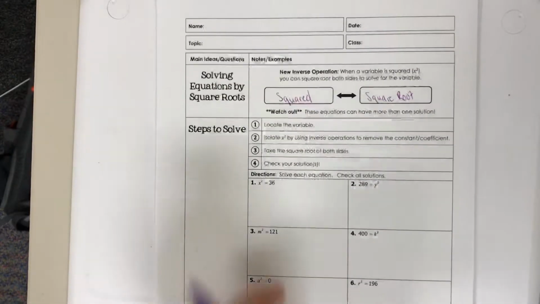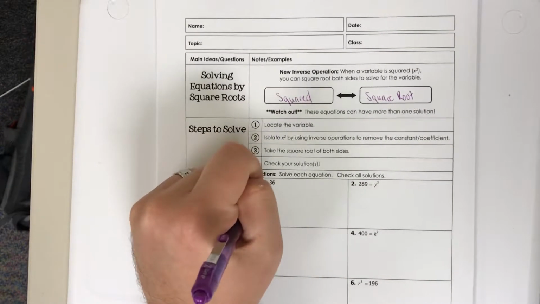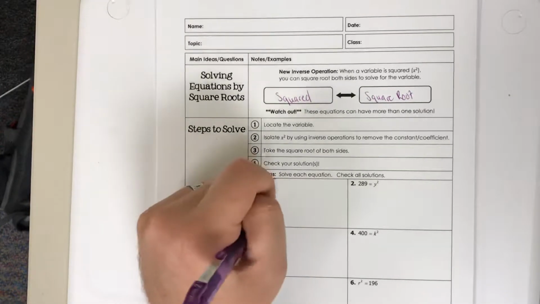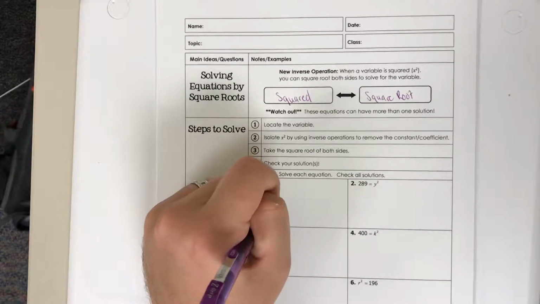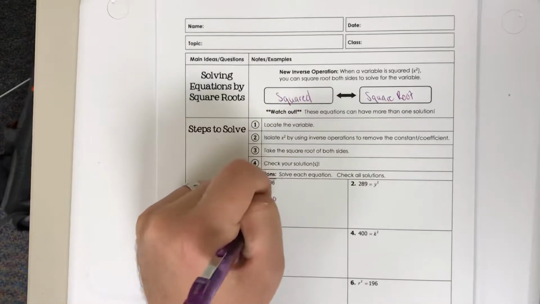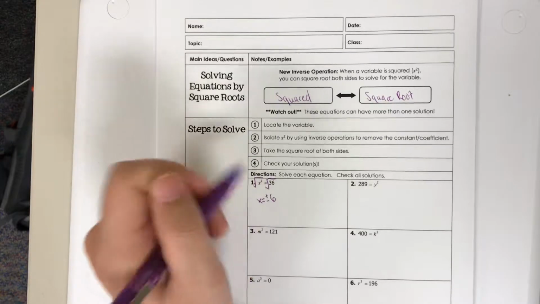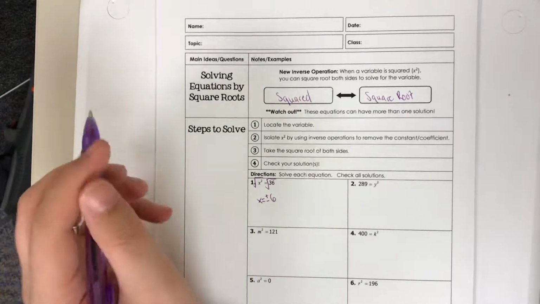So in the first one, we're going to take the square root of both of these. So I'm asking myself, what times itself gives me 36? So 6 times 6 is 36, so x equals 6, positive 6, or negative 6, because negative 6 times negative 6 also equals 36.